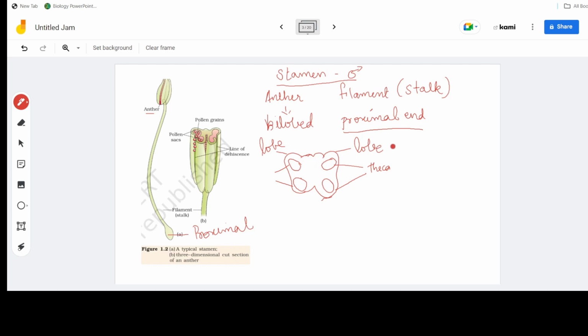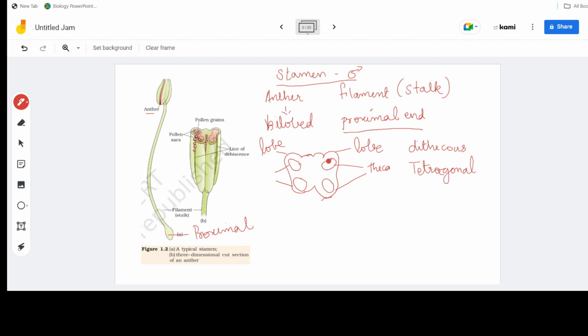So each lobe is actually dithecous. You understand the term dithecous? Because it has 2 theca. We are talking about each lobe. Okay. Now, if you take the cross section, you will see it has 4 structures. So we can say the anther in cross section is tetragonal. Tetragonal means it has 4 structures.